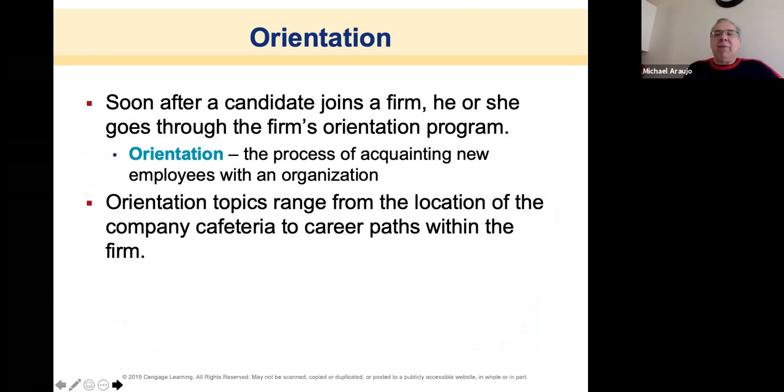Certainly after they've selected you, they'll give you a job offer. It's a formality, and once you agree to that offer, you've agreed to the job duties, the compensation, etc. They'll bring you on board. As soon as you join the firm, you're going to go through a process of learning how that company works. That's orientation.